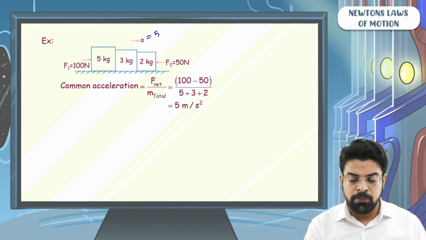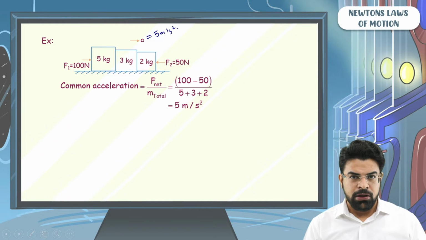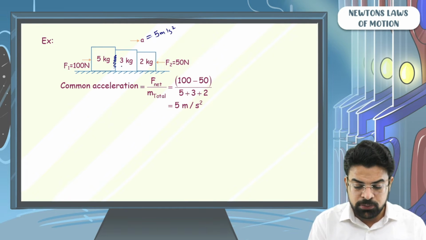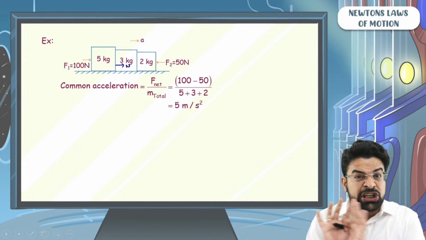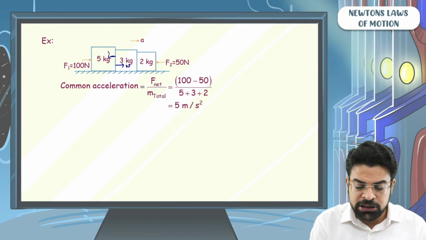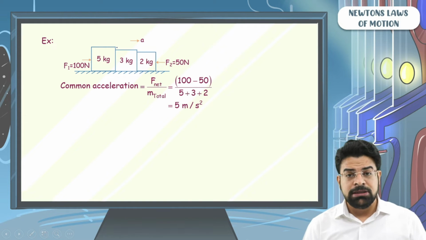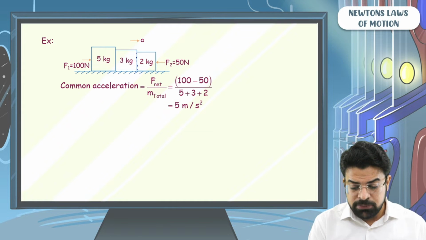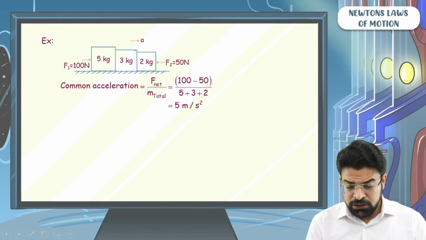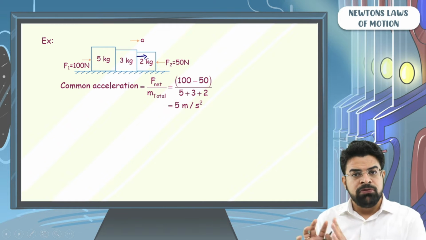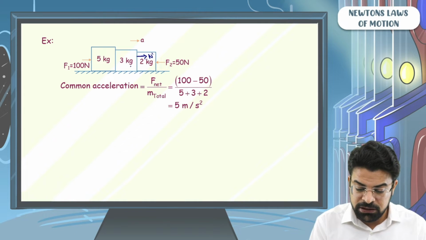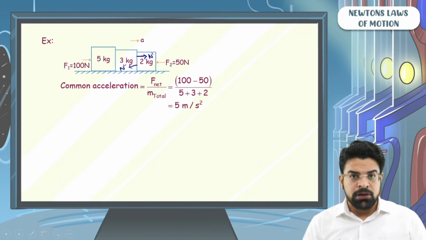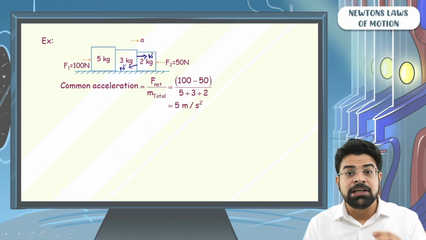Once you know that the common acceleration is 5 meter per second square towards right, they might ask you what is the normal reaction between the 5 kg block and the 3 kg block. We know that the 5 kg block will apply a normal reaction on the 3 kg block towards right, pushing in nature, and the 3 kg block will apply a normal reaction on the 5 kg block towards left. Similarly, there will also be a normal reaction between the 3 kg block and the 2 kg block. The 3 kg block will push the 2 kg block, let's say with a normal reaction N dash, and the 2 kg block will push the 3 kg block, let's say with the same magnitude of normal reaction N dash. The forces have to be equal and opposite as per Newton's third law.